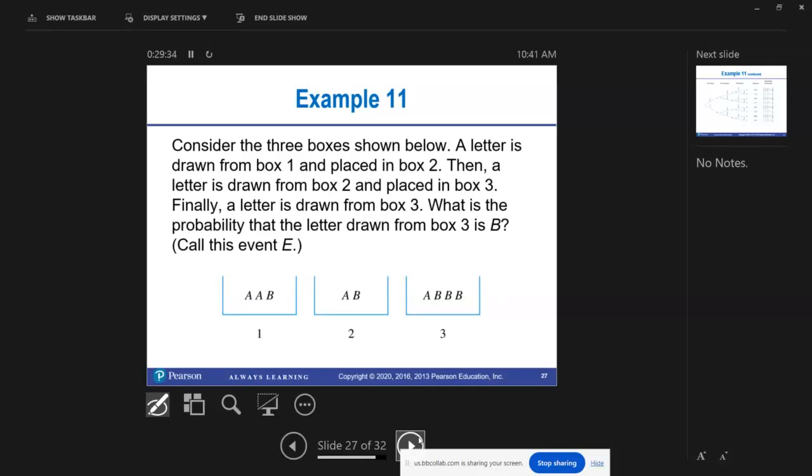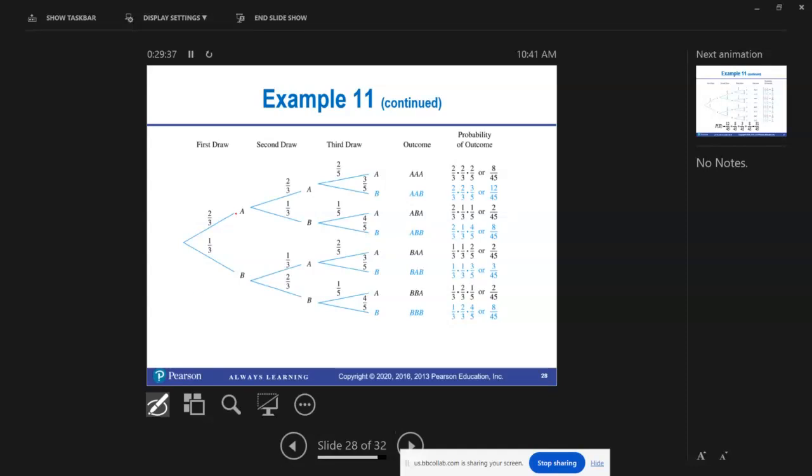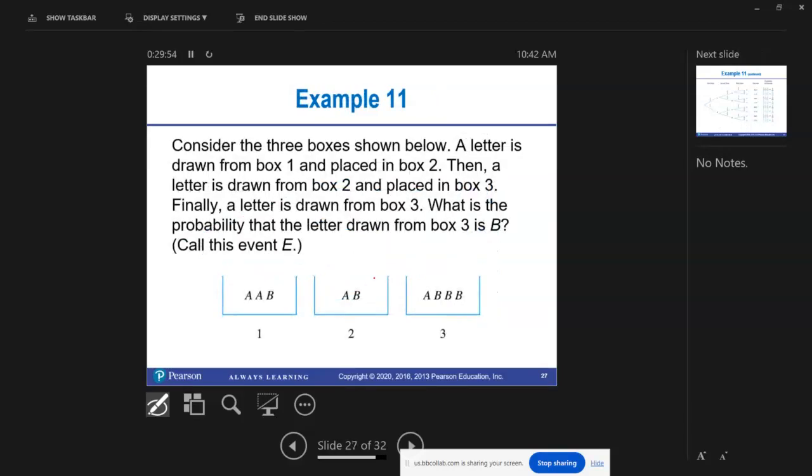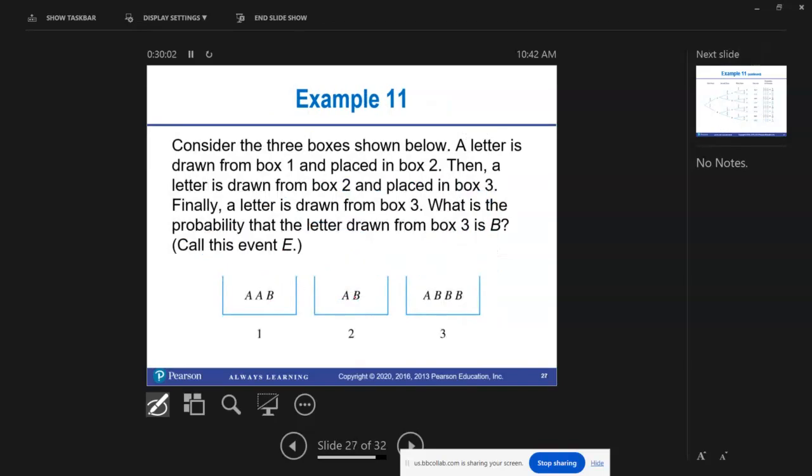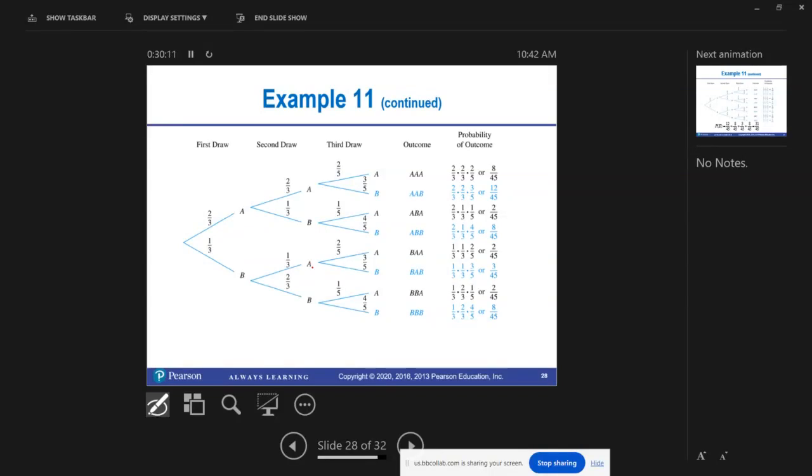Okay, so here's what our tree diagram looks like. So our first draw, we had 2 A's and 1 B. So that's a 2/3 chance of drawing an A and a 1/3 chance of drawing a B. Then in the second draw, if we drew an A, then we already had an A. Now we have 2 A's and a B. So it's 2/3 for another A and 1/3 for another B. If we happen to draw the B in the first box and put it in the second box, now we have 2 B's and 1 A. So that would be a 1/3 chance of drawing an A and a 2/3 chance of drawing a B.